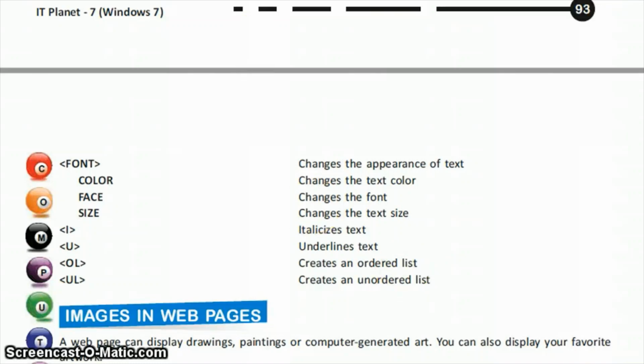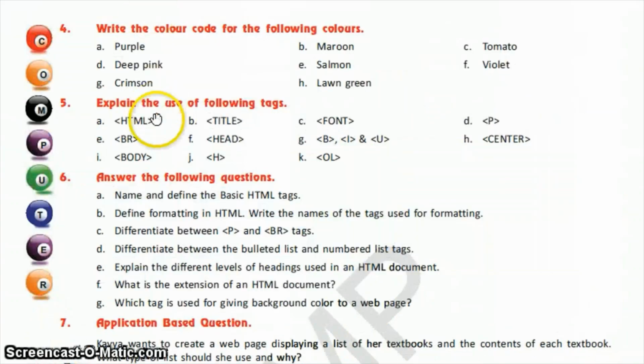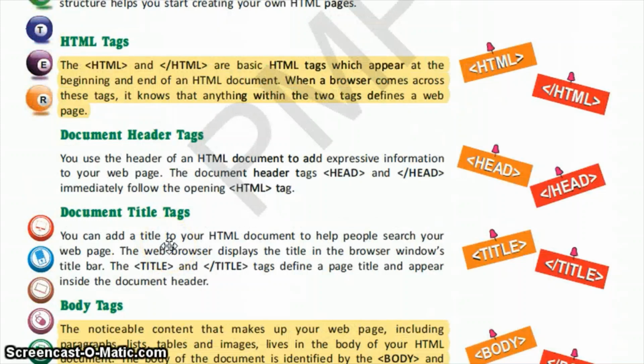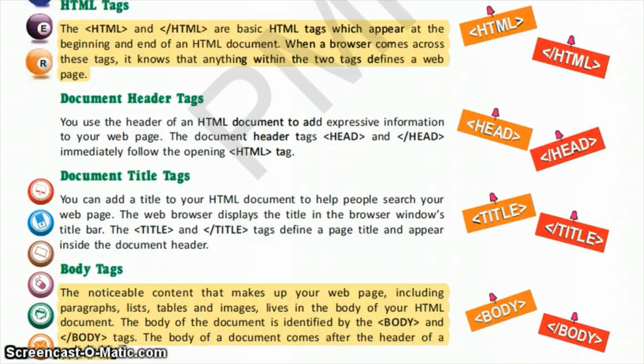Now let us move to our next question, which is answer the following questions. The first one is name and define the basic HTML tags. We have now discussed so many times the 4 basic HTML tags. We have to define them also, but we have already defined them and it is there on page number 70. So these 4 are the basic HTML tags. First is the HTML tag, then the header tag or head tag, then the title tag and the body tag. So these are the 4 HTML tags and you have to write the whole paragraph.